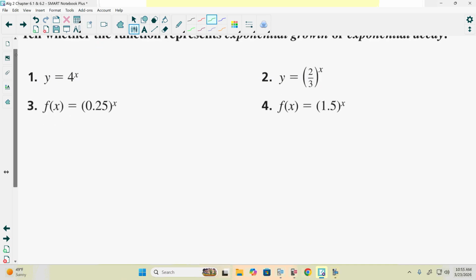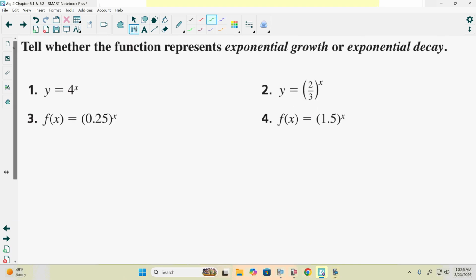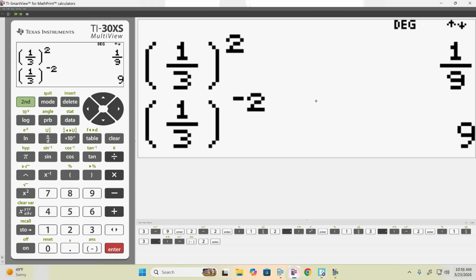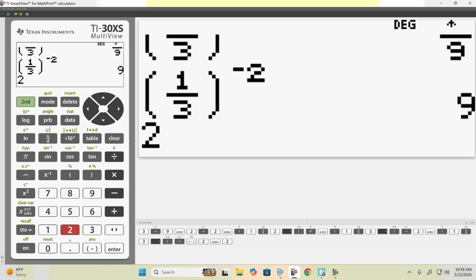On the next ones, now, the next set of 4, I'm not so focused on evaluating. We're just going to determine if it's growth or decay. So the first one here, y equals 4 to the x. It's growth because the base is 4, which is greater than 1, so it's growth. Number 2. Well, it's more than 1. It's 2/3. It's not a whole number.